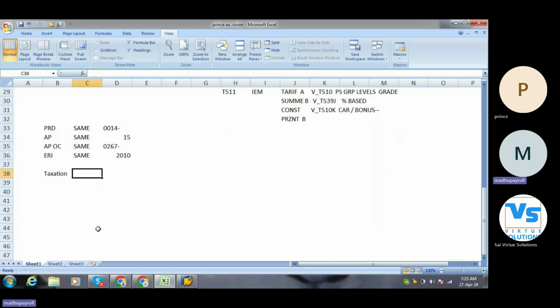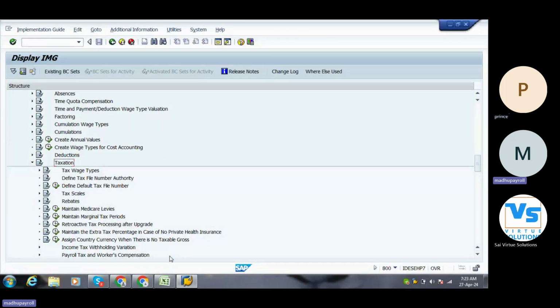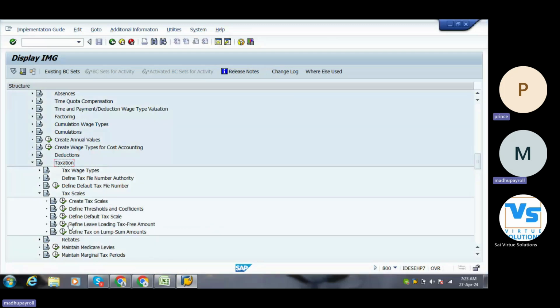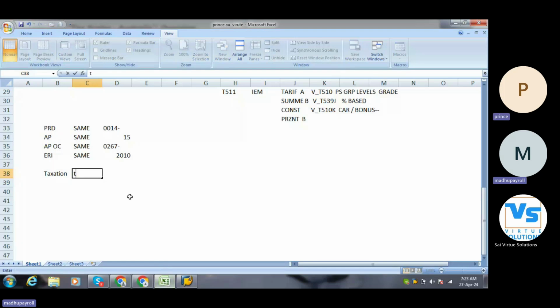What are the tables and what effect will it have? Whether your tax rates are maintained in SAP or come from a third-party application. That is the only thing we have to know. Here it is coming from the SAP system itself. Here there are tax scales, and there is a TFN number.